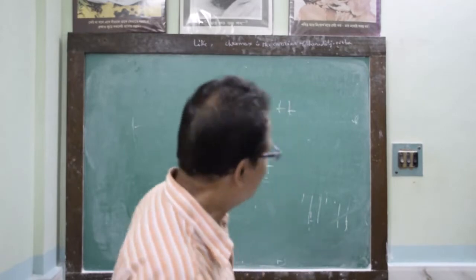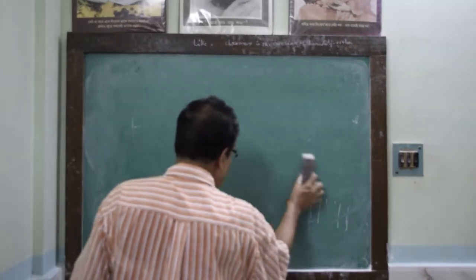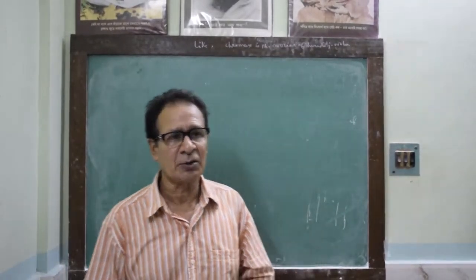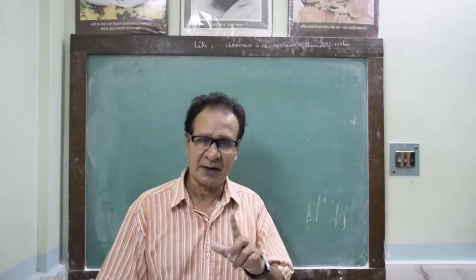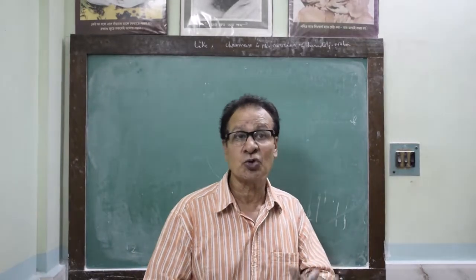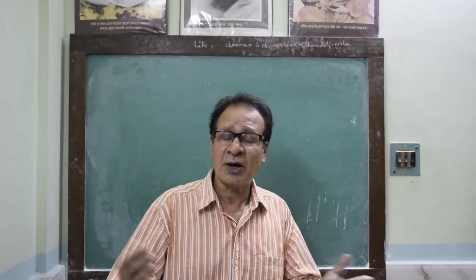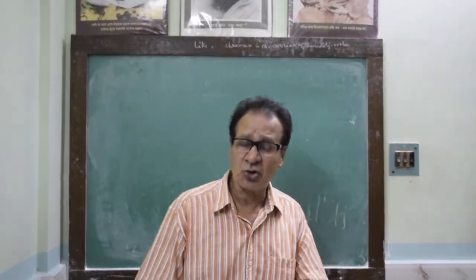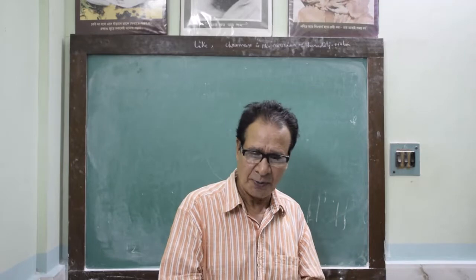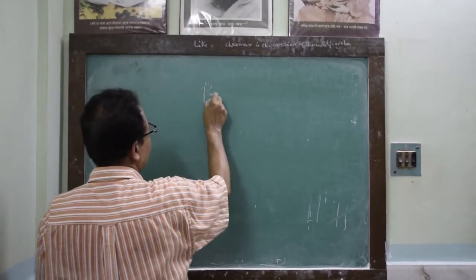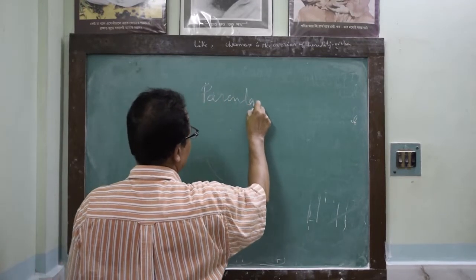Then monohybrid cross, dihybrid cross. These are Mendel's experiments. Mendel experimented with a single character at a time or two characters at a time. When a cross is done between two characters with their contrasting traits, it is dihybrid. And when it involves one character with its contrasting traits, it is known as monohybrid. Parental generation.